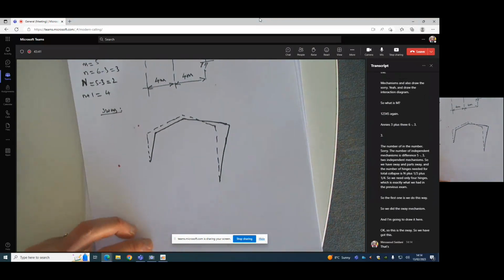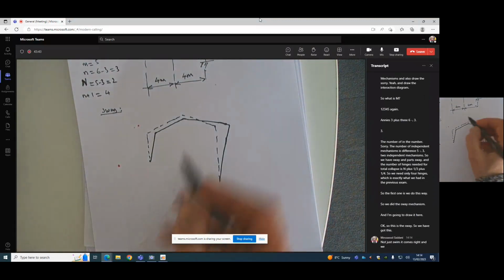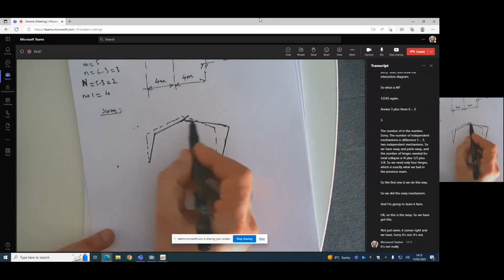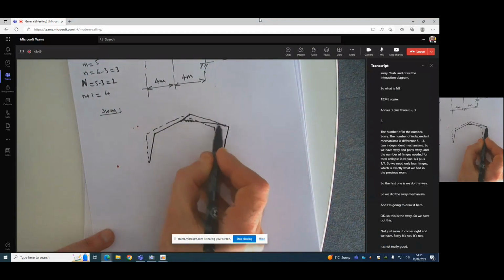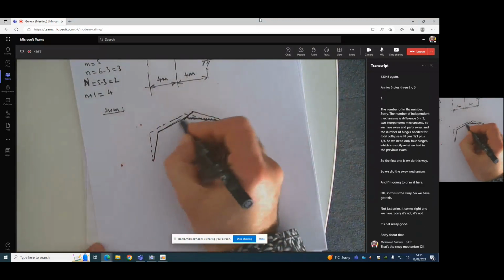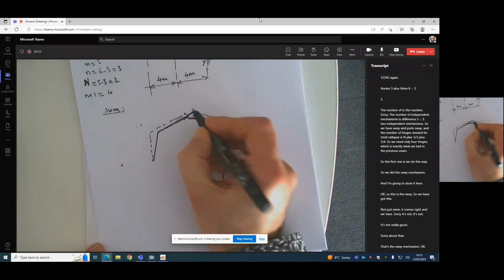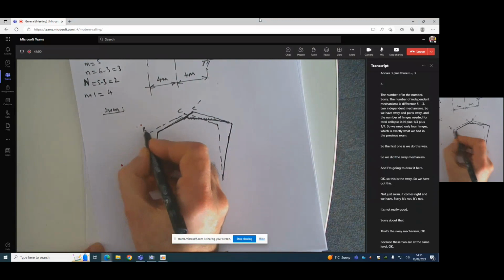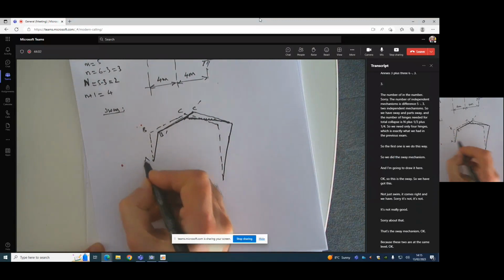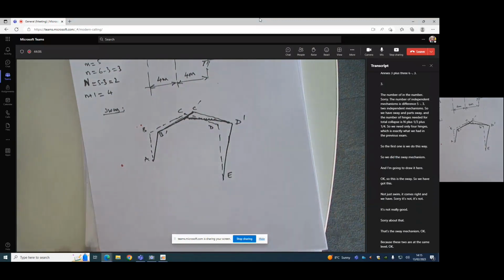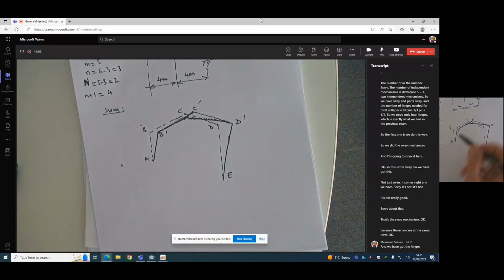That's the sway mechanism, all right? And we have, sorry, it's not really good. Sorry about that. That's the sway mechanism, okay? Because these two are at the same level, okay? And we have got the hinges.